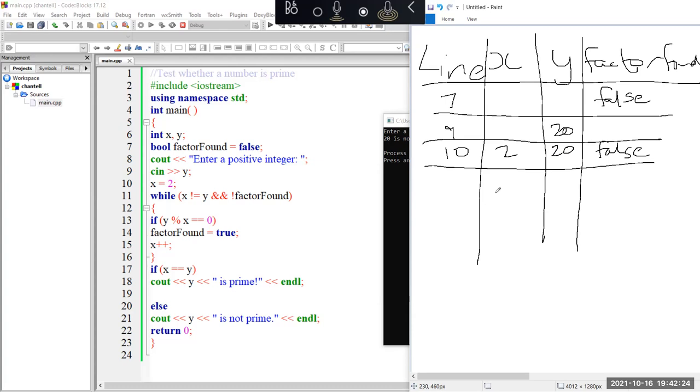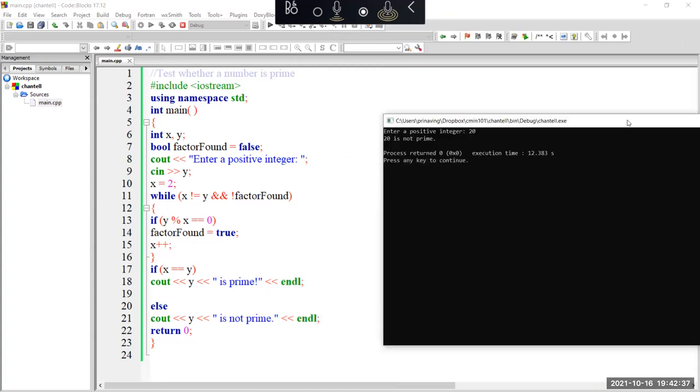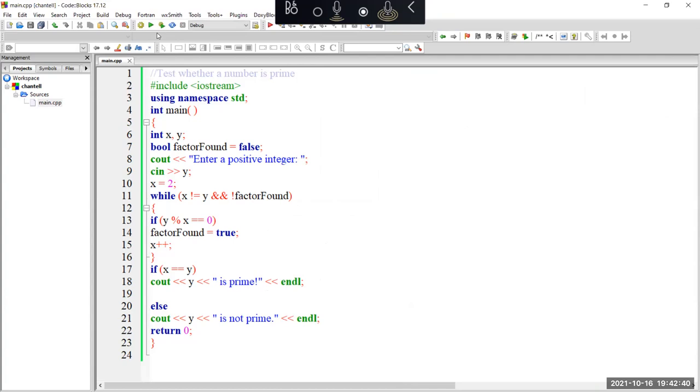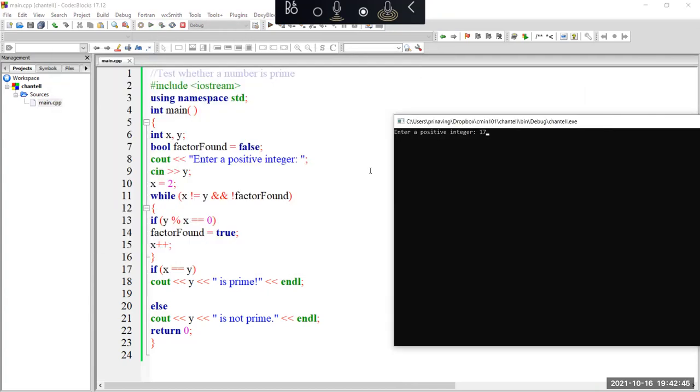Can you use the program and give an example of maybe putting a 17? They want a positive integer, right? Can you put a 17 instead of a 20? Of course, you're the boss. This is your time now. Let's run this. Let's put down 17. If I divide 17 by 2, it's not going to be equal to 0. It's going to be a remainder of 1. So factor found is going to continue to be false.